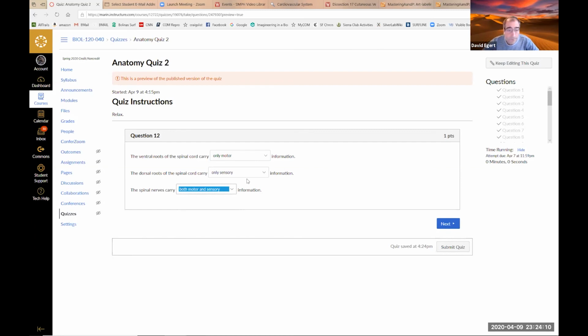Again, I use the same mnemonic I use for the pre and post central gyrus. M comes before S, so M is the one in front, ventral, towards the belly. S is further back in the alphabet, so it's the dorsal roots, which are in the back. I don't know, you can use whatever tricks you find useful.